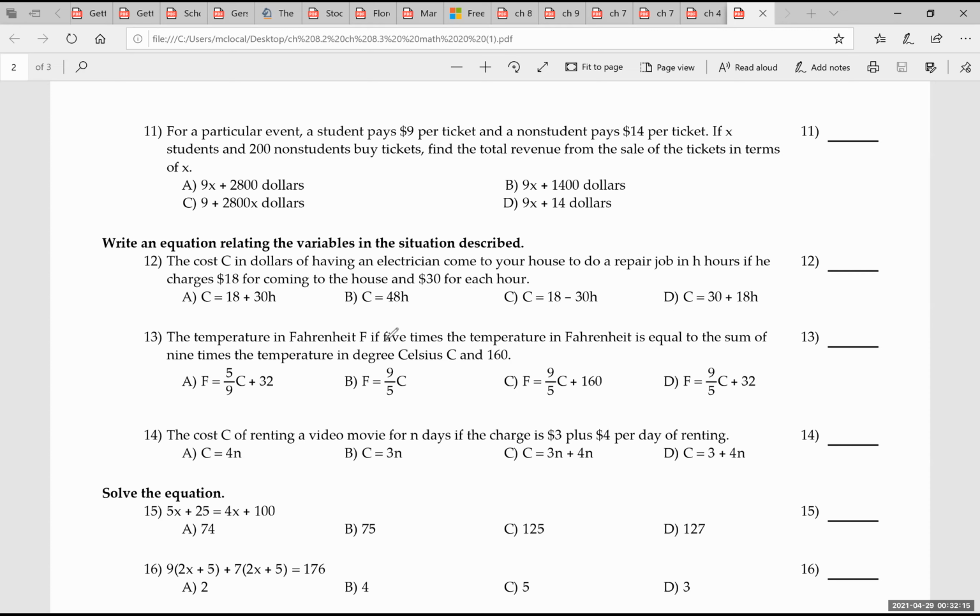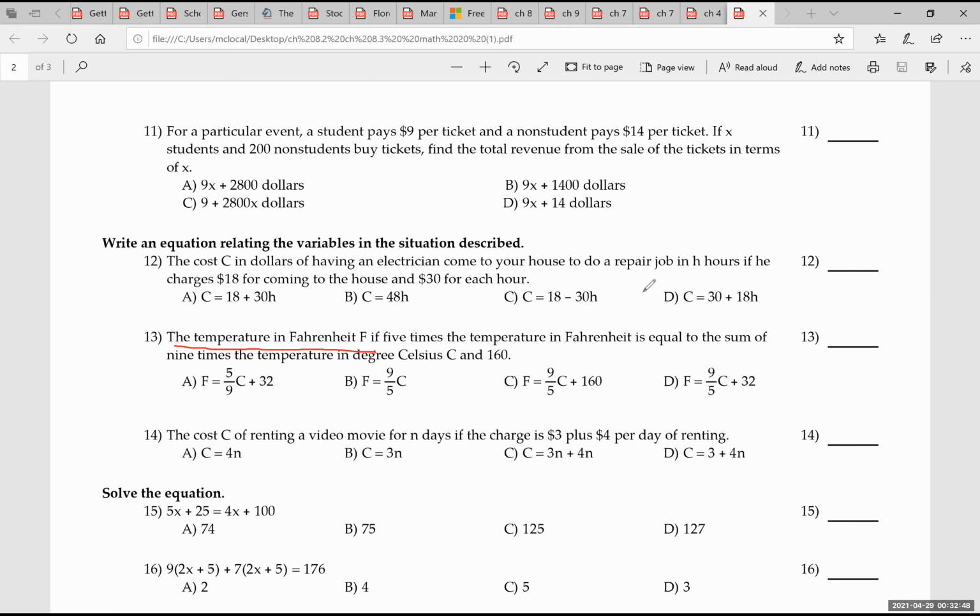The temperature in Fahrenheit F, if 5 times the temperature in Fahrenheit is equal to a sum of 9 times the temperature in degrees Celsius, C, and 160. They're saying the temperature in Fahrenheit F. So they're asking you to find the temperature in Fahrenheit F if what happens?